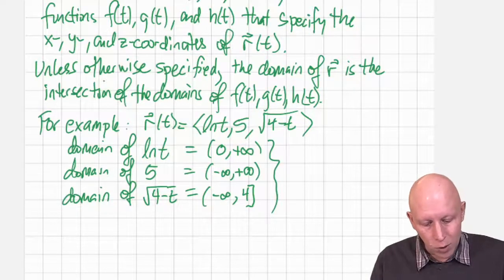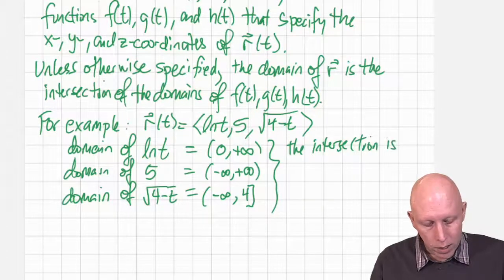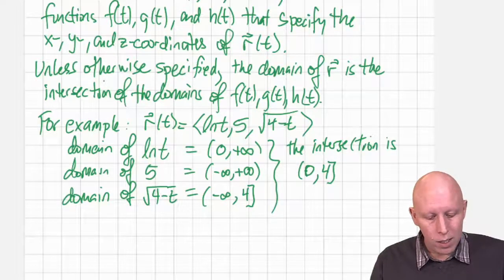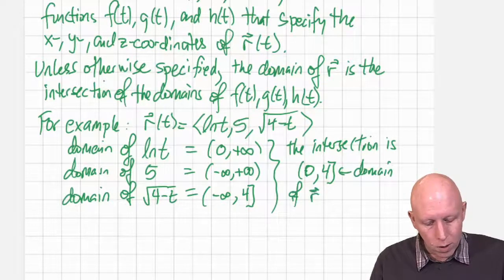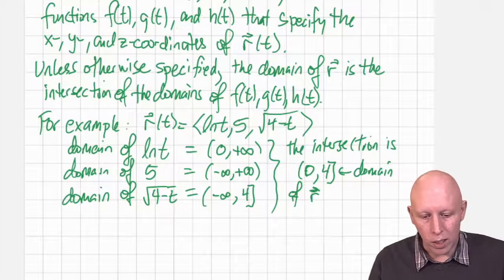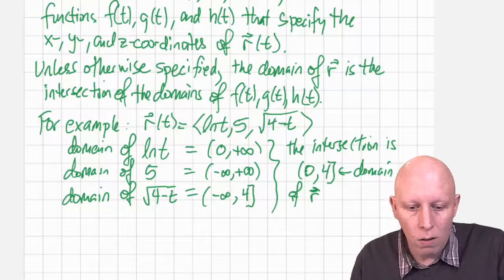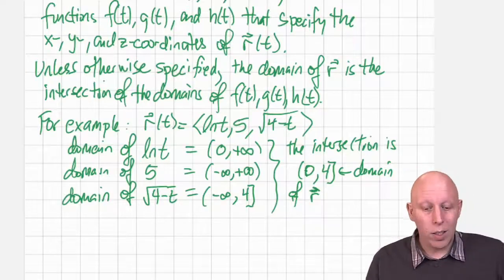So which values are allowed in all three of them? The intersection is 0, open at 0, closed at 4. This is the set of all points. This is the domain of R, or in other words, what t's are allowed to plug into R. Okay, so that's talking about the domain.